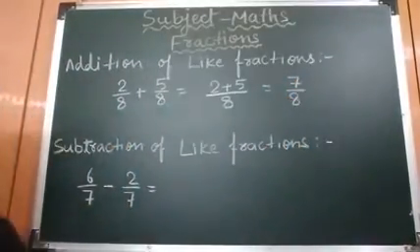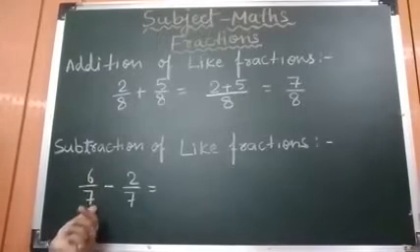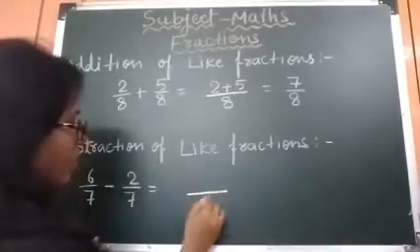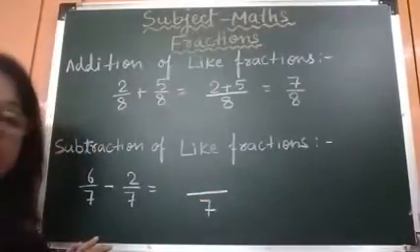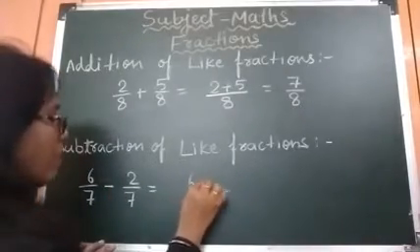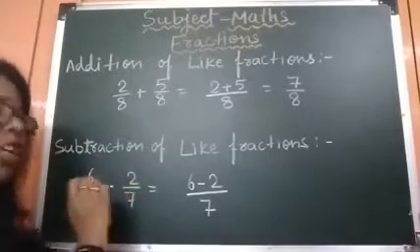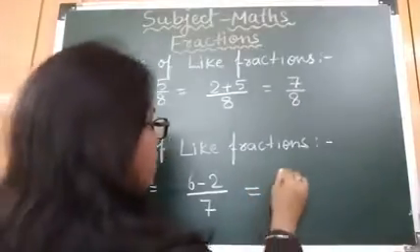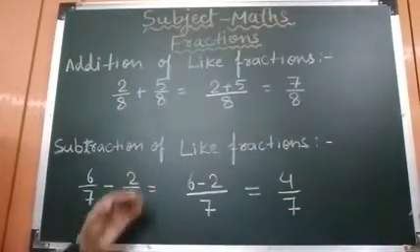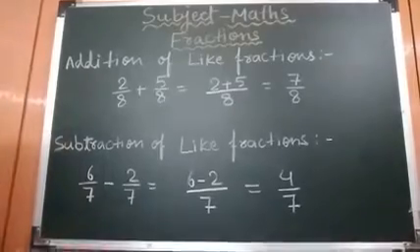Fine. Now, subtraction of like fractions. I have taken one example. 6 upon 7 minus 2 upon 7. So, denominator we will take 7 because denominator is same. And now, 6 minus 2. We will simply subtract the numerators. So, 6 minus 2, that is 4, and denominator 7. So, 6 upon 7 minus 2 upon 7 is equal to 4 upon 7.